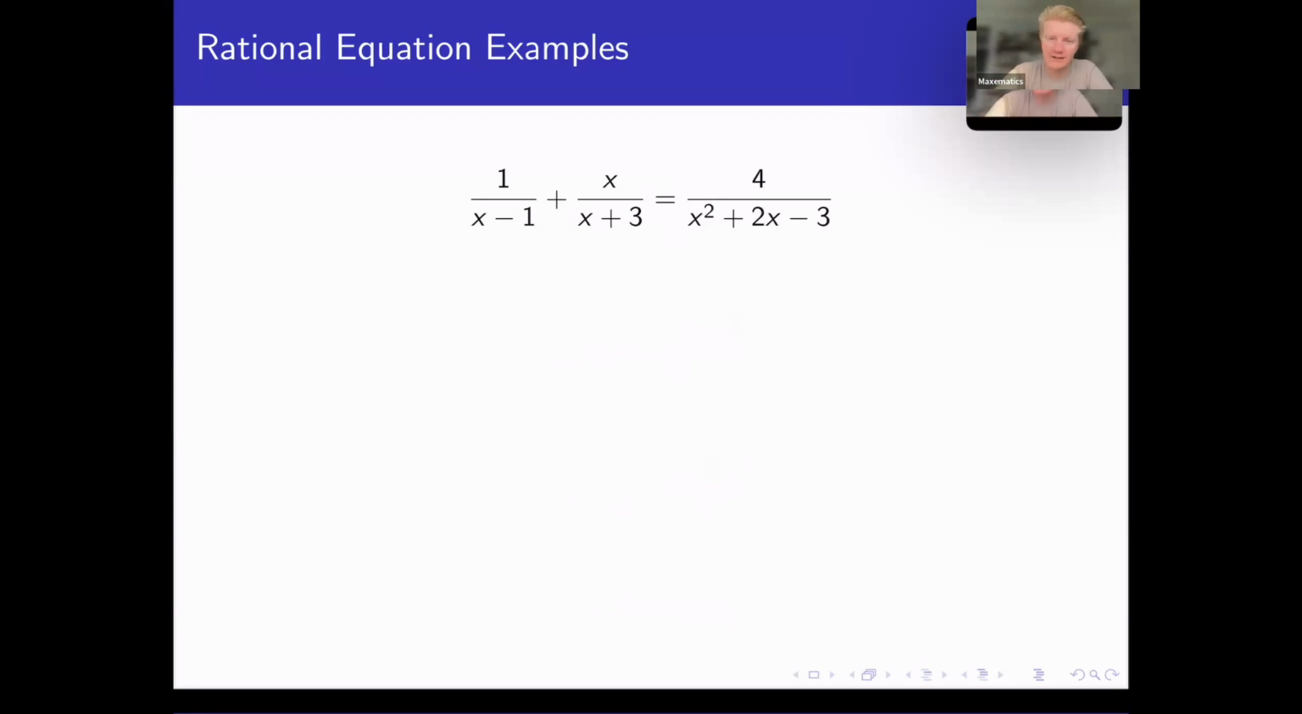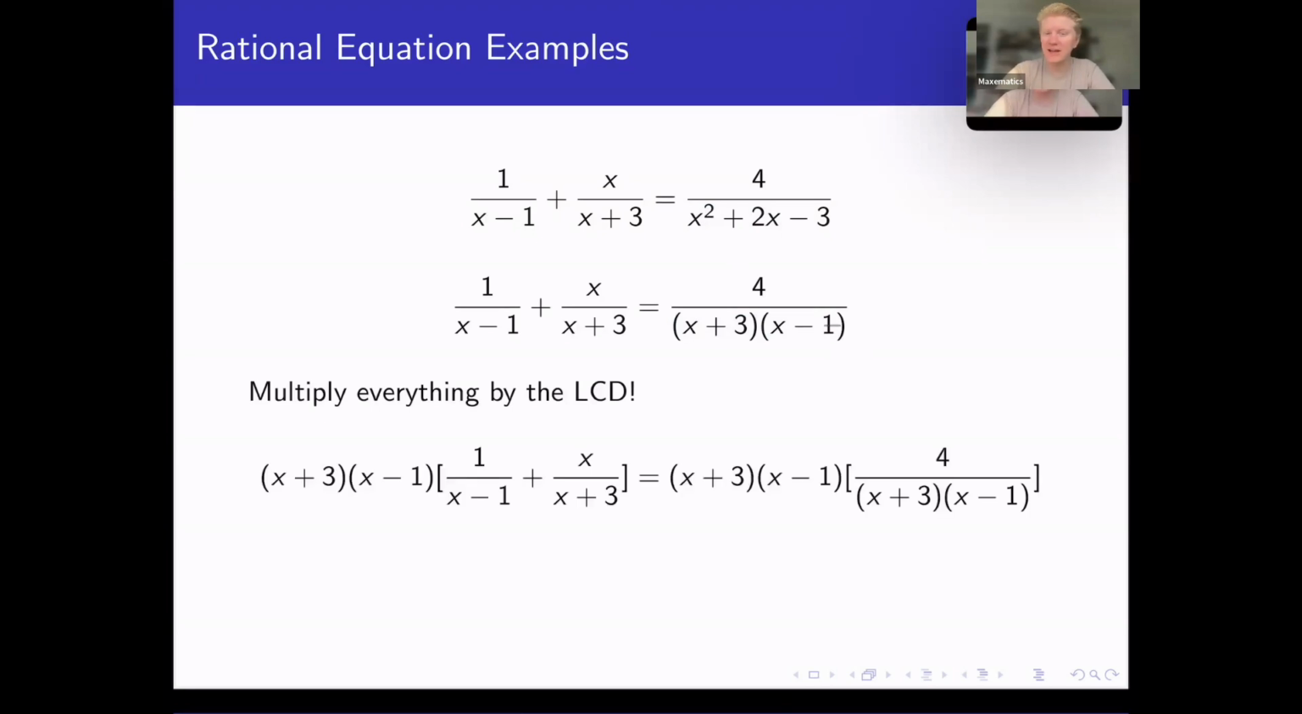So let's do it again here. All right, we're going to multiply everything by the LCD, but instead of trying to multiply everything by x minus 1 times x plus 3 times x squared plus 2x minus 3, it's really nice that we could factor and see that, oh, look at that. This has an x plus 3. This has an x plus 3. This has an x minus 1. This has an x minus 1. Multiply everything by x plus 3, x minus 1.